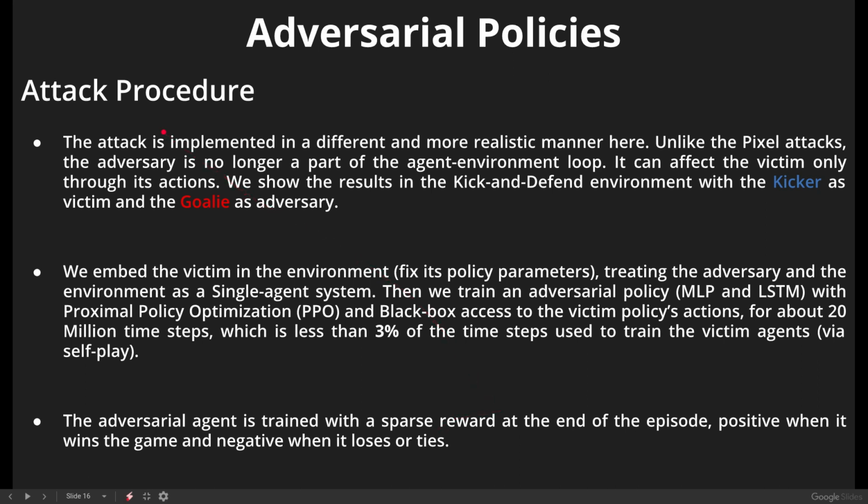Okay, so how do we carry out the attack? Unlike the pixel attacks, here the adversary influences the victims through its actions. And as discussed, we embed the victim in the environment, treating it as a single agent system. Then we train an adversarial policy, an MLP or an LSTM policy, with proximal policy optimization for about 20 million time steps. And note that this 20 million is less than 3% of the time steps that were used to train the other agents. These adversarial agents receive a sparse positive reward at the end of the episode if they win, and negative if they lose or tie.